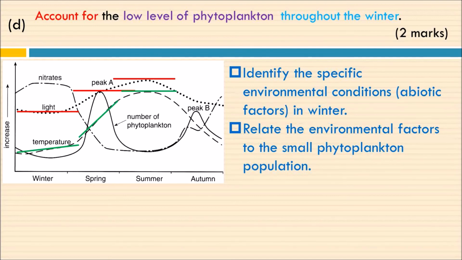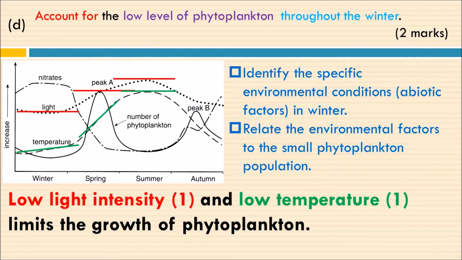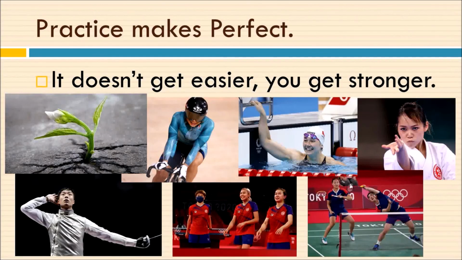So you can see that in winter, the temperature is very low, and the light intensity is also lower than that in spring and summer, also in autumn. So we can see that low light intensity and low temperature may lead to the low level of phytoplankton in winter. After this question, I hope you not only realize the fundamental concept in ecosystem, but also equip the simple examination skills. Last but not least, the concept of time lagging.